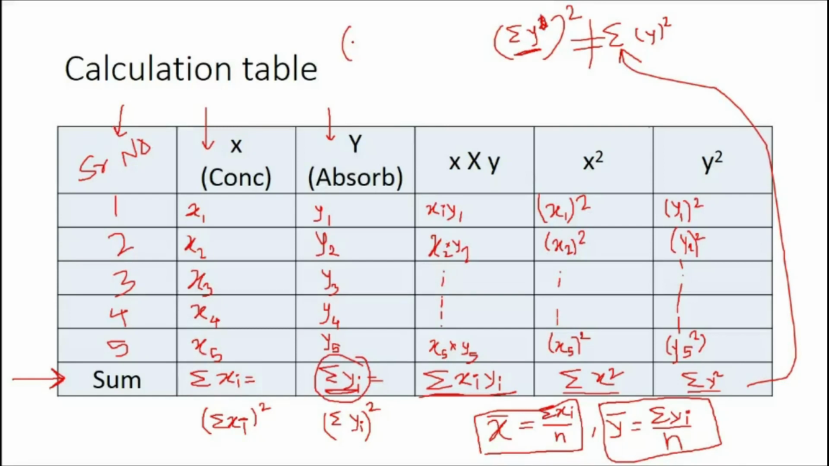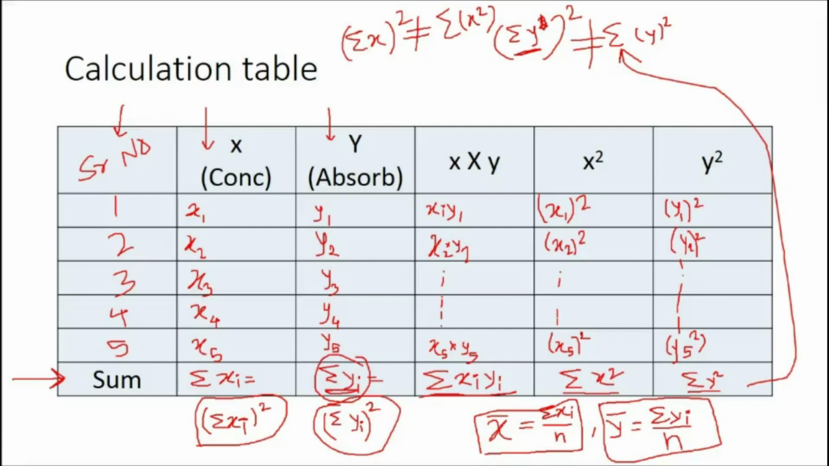Similarly, summation of x the whole square is different than summation of x square. Okay, these two things are different. After this calculation table, you need to calculate summation of x the whole square and summation of y the whole square. Basically, all those values that you are going to require in the formulae, you are going to find that value. I will tell you what to do next.